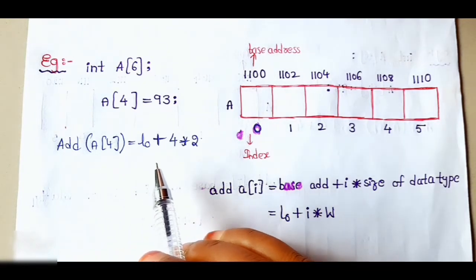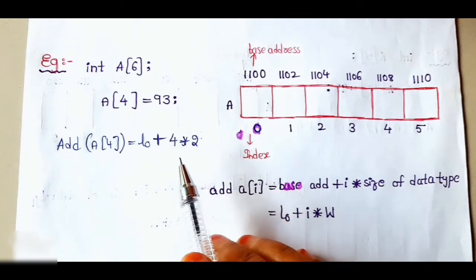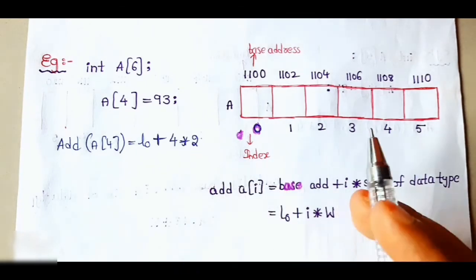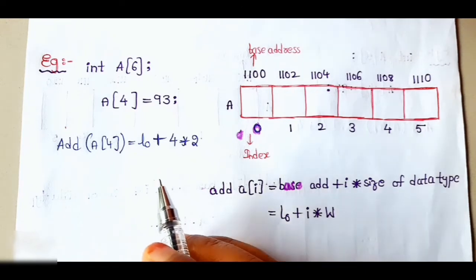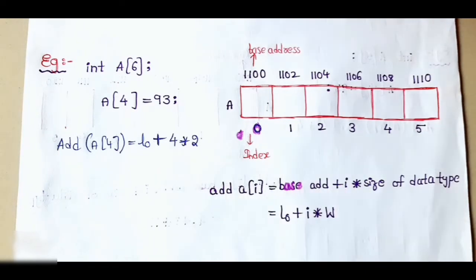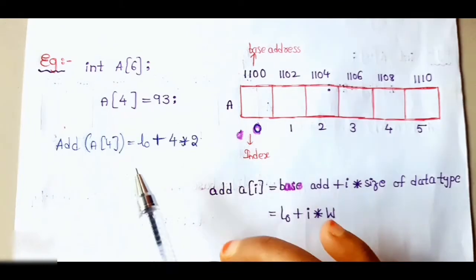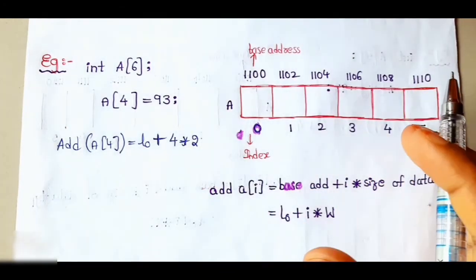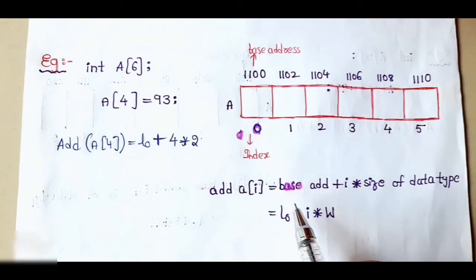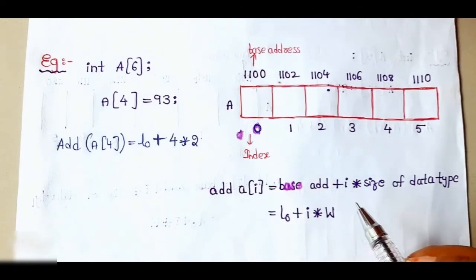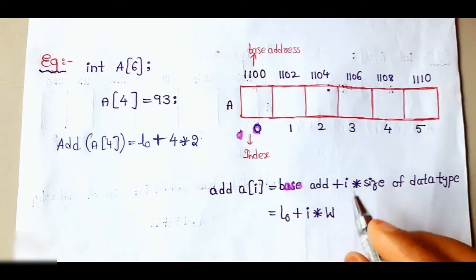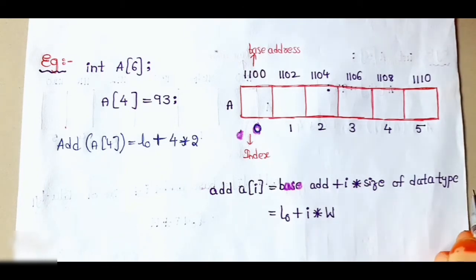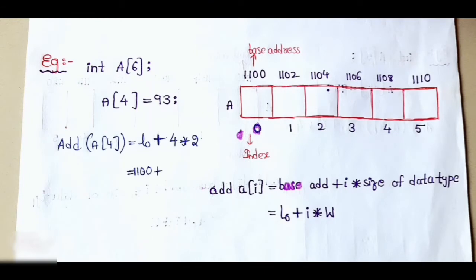Address of A of 4 equals, apply the formula: L0, that is the base address, plus I, which is the element whose address you want, that is 4, into the size of the data type. So this is the formula for a one-dimensional array. For a one-dimensional array, the address of a particular element can be found out. This is the base address, the starting address, plus the element you want, that is I, into the size of the data type. The size of the data type is 2. So this is the formula: L0 plus I into W.